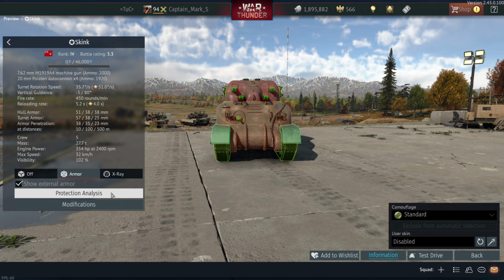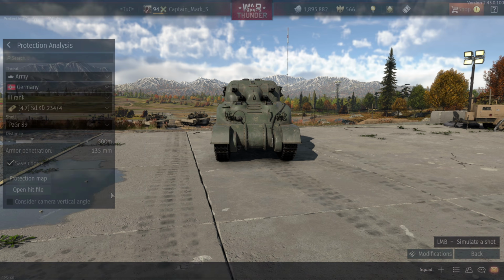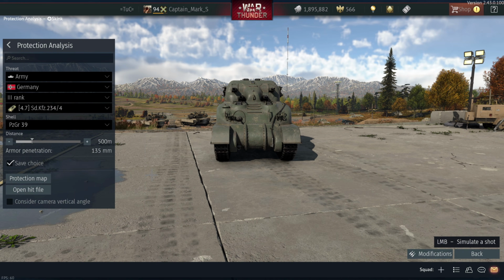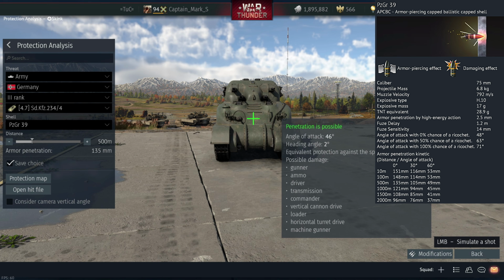If you would like to simulate what would happen when firing at a tank to get a feel for what kind of damage you're looking at, you can click on the Protection Analysis feature under the Armor tab. In this, you can select what vehicle you would like, what country, what ammo, and even a relative firing distance. Because it is important to remember that, depending on what range you're firing at, your shell may have diminished armor penetration characteristics.